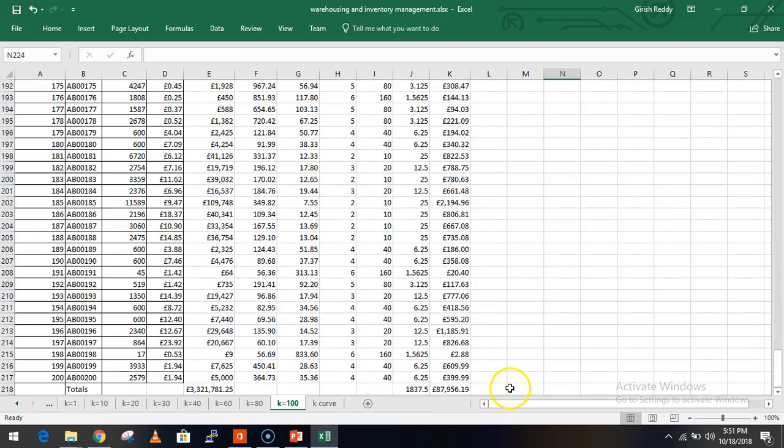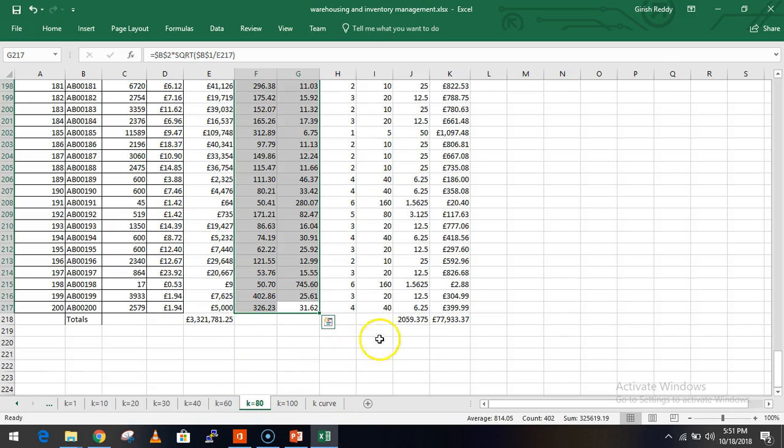See this one. This is for K is equal to 100. See here, the number of orders was 1800. The average inventory value was 87,000 euros. So if you see here, the orders were increased and the average inventory value got decreased.